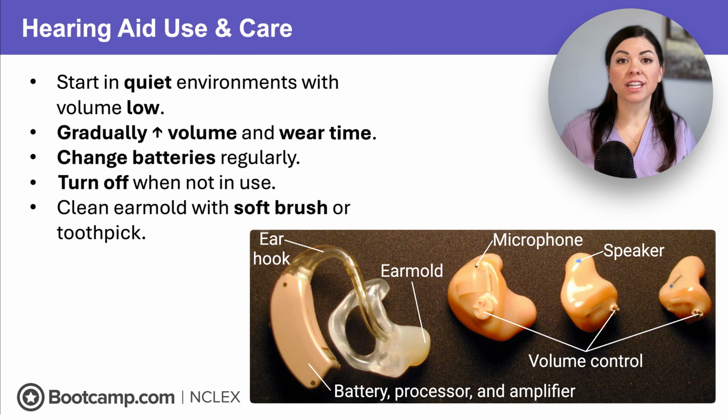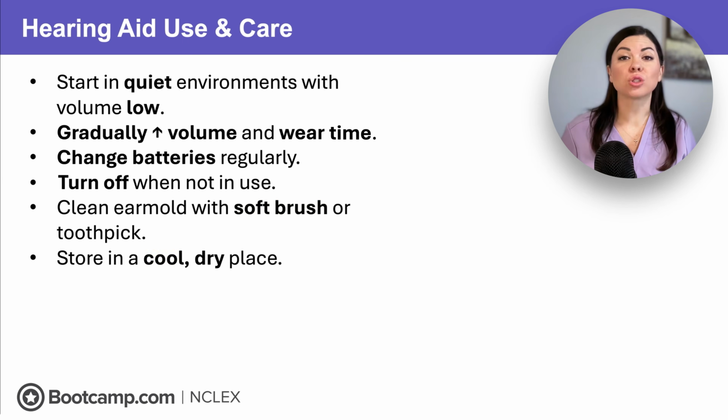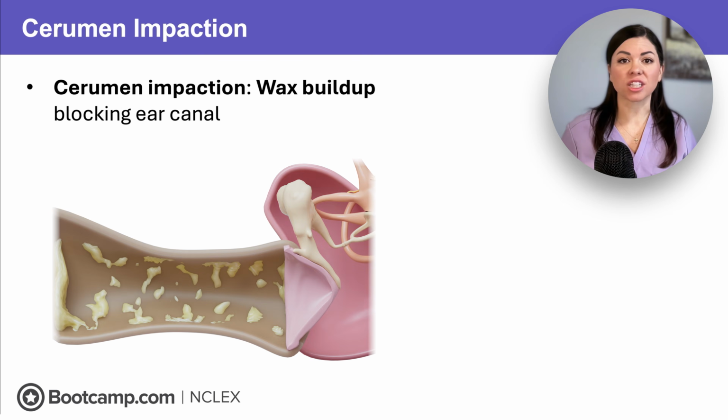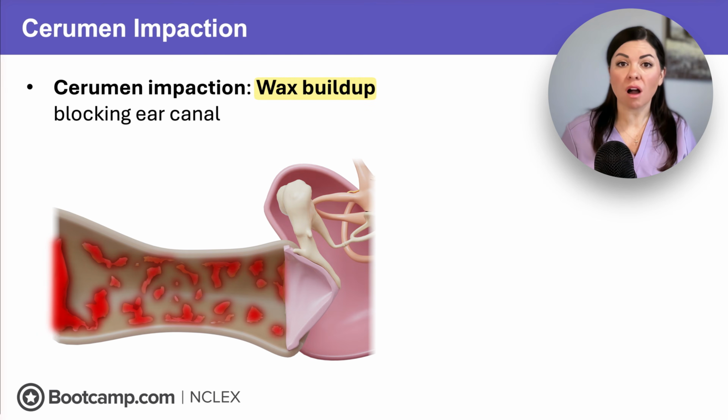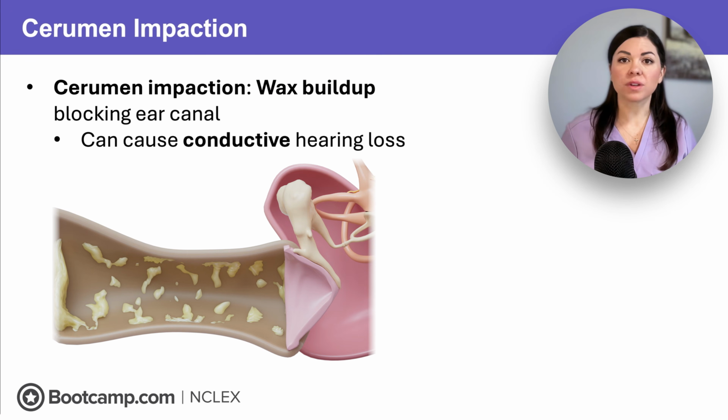And for cleaning, clients should keep it simple. Use a soft brush or toothpick to clean the ear mold. And finally, the client should store it in a cool, dry place to protect the device. Cerumen impaction is wax buildup that blocks the ear canal. And because sound can't get through, it can cause conductive hearing loss.